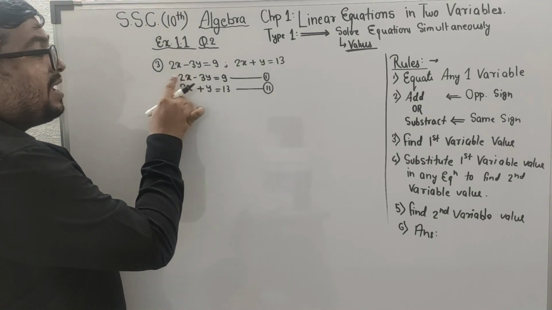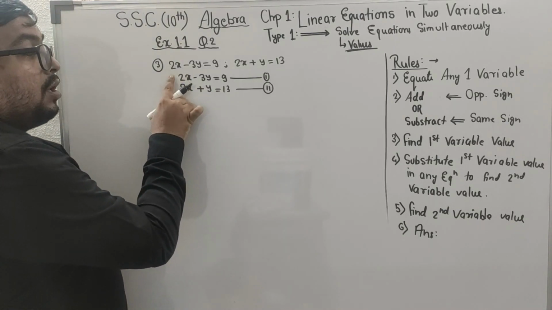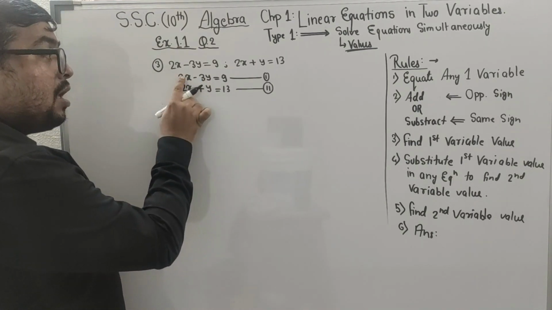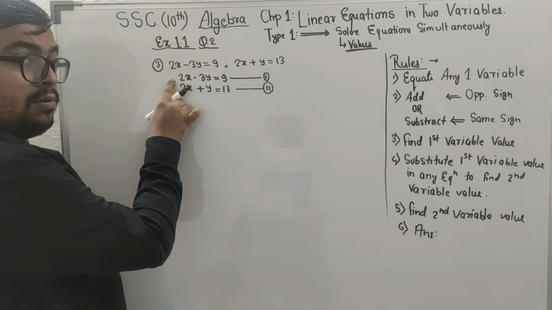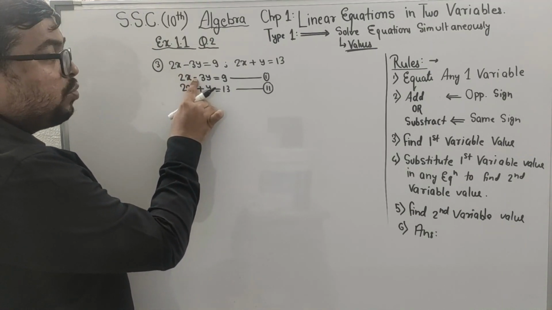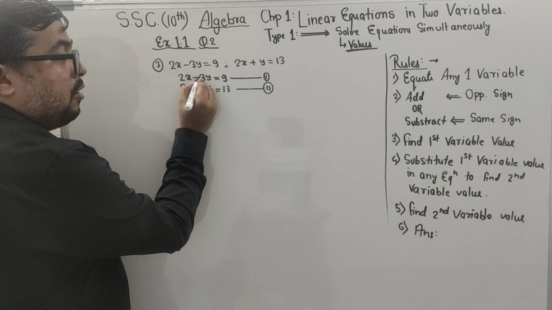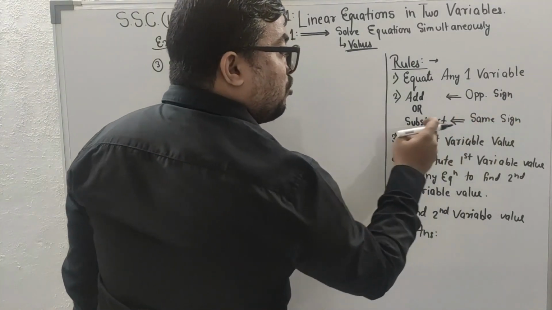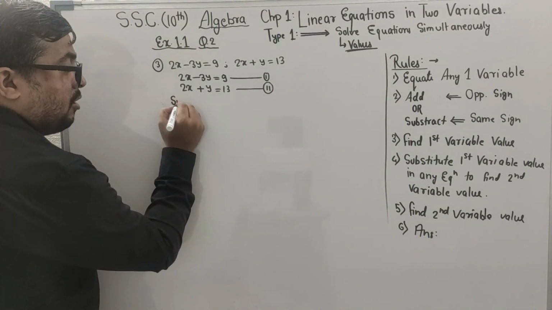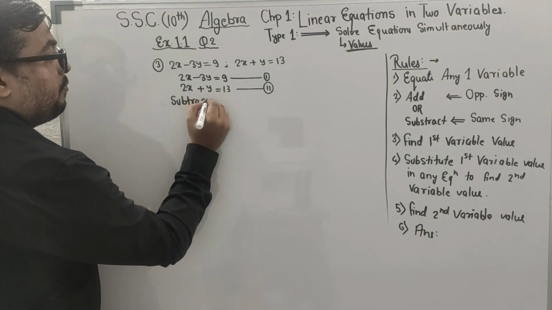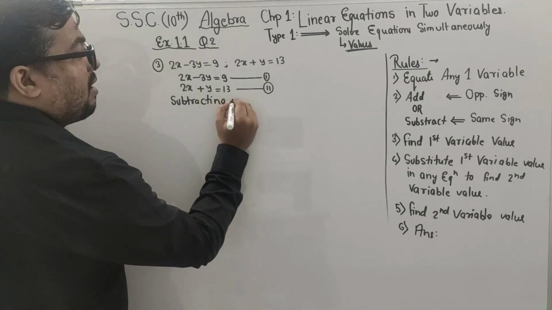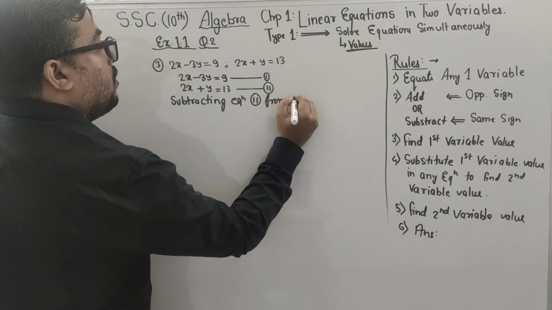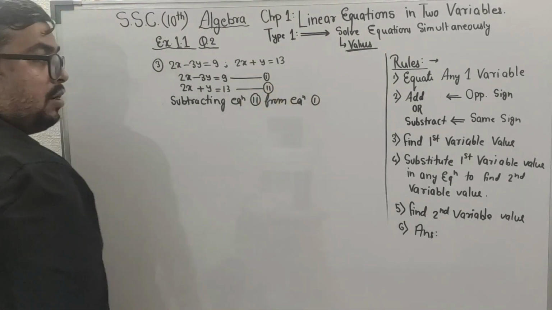Students, here 2x is positive and 2x here also it is positive. Please pay attention. Symbol is in the left side of the number. Okay. So positive, positive, same sign. For the same sign, you have to subtract. So you will write subtracting equation 2 from equation 1.